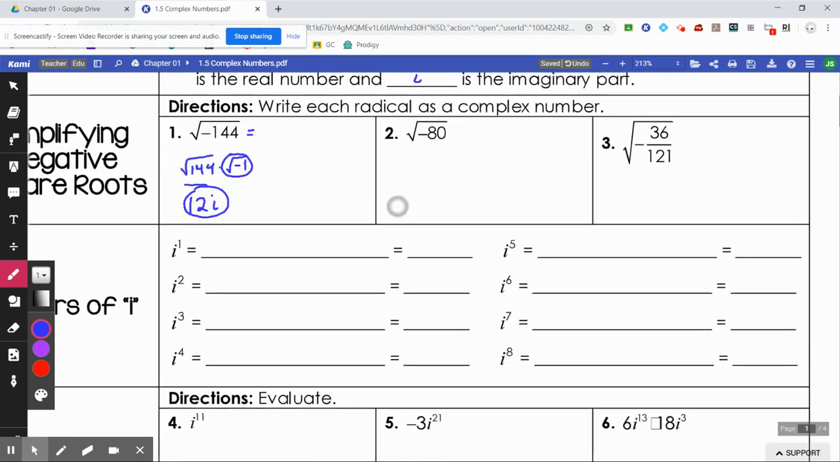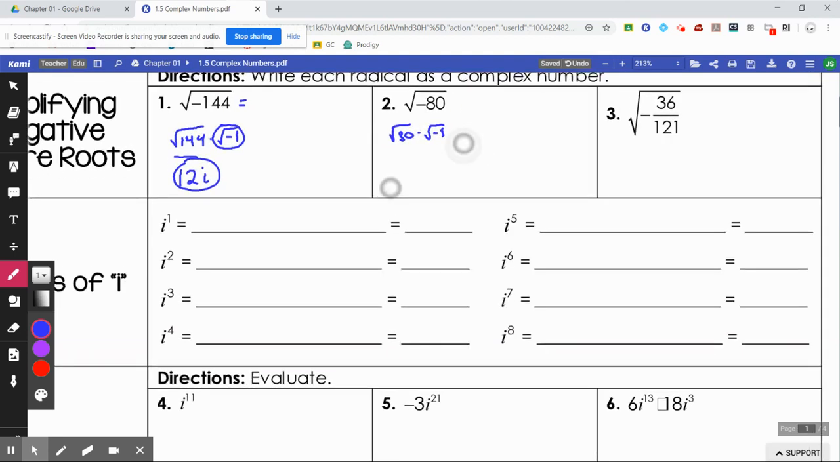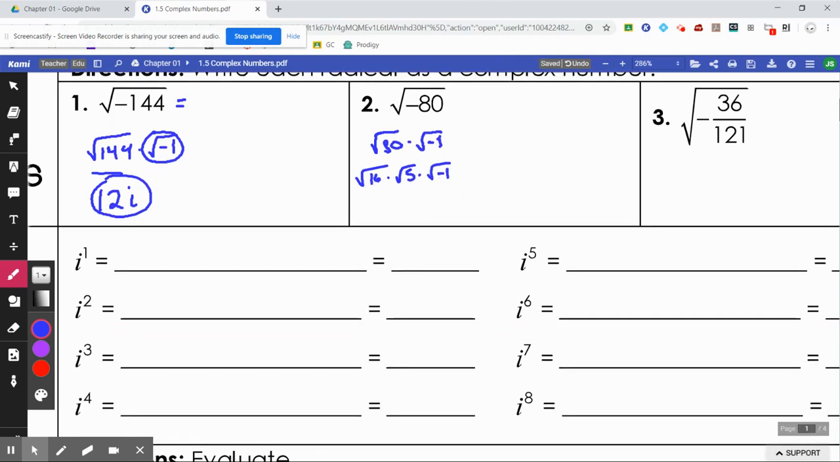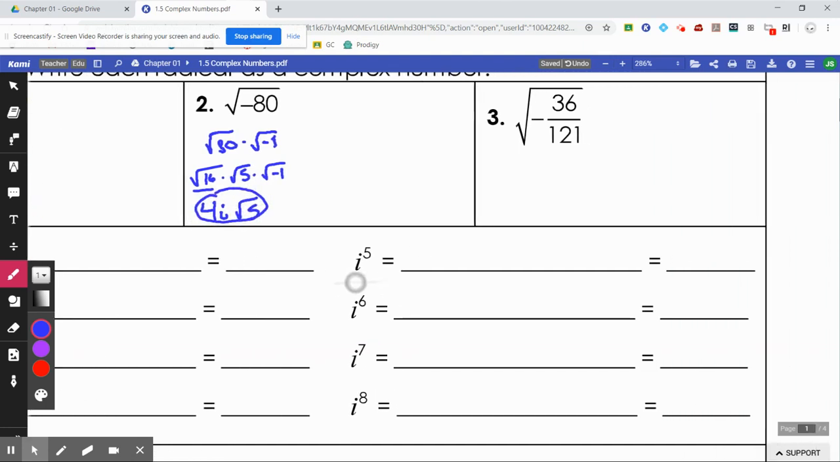The square root of -80, I'm going to split into the square root of 80 times the square root of -1. Then the square root of 80, we can break down like we did in the previous video. That's the square root of 16 times the square root of 5 times the square root of -1. Here's how I want you to get used to writing this. If it's a real number like 4, write it first. The i part comes next, and then if there's something left under the radical, we write it last. So that would be 4i root 5.